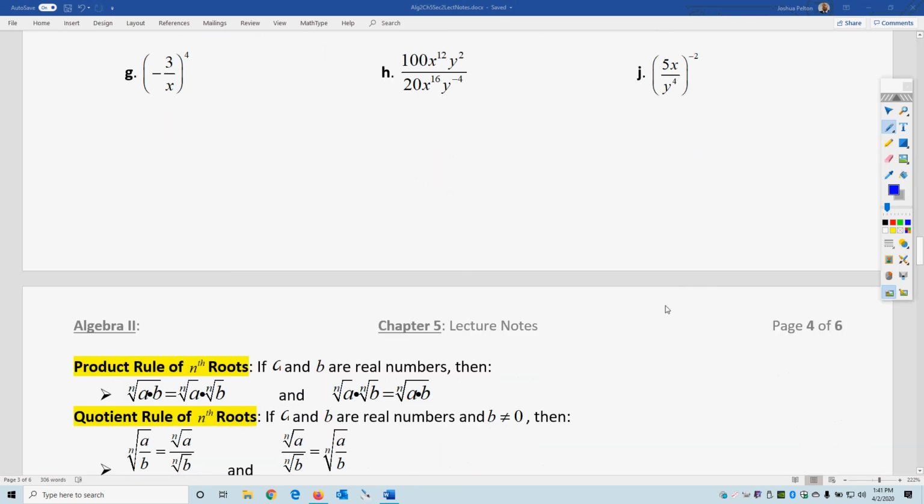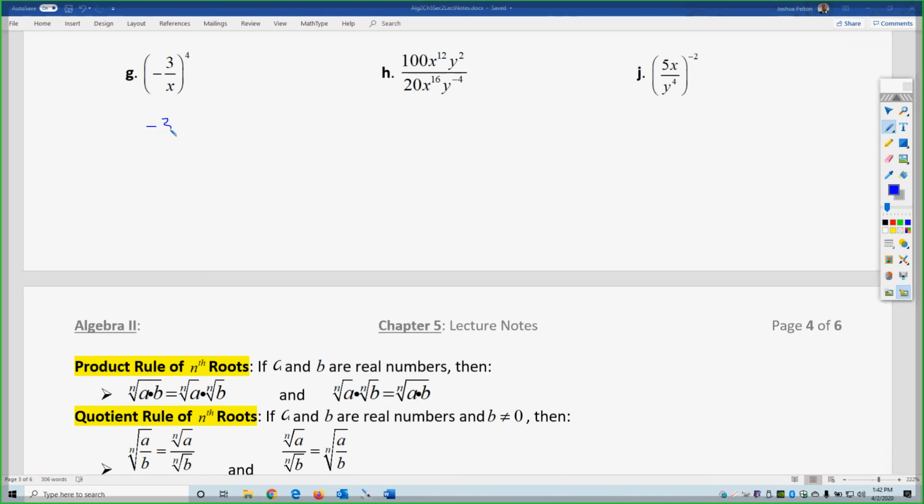Okay, power of a quotient. The trick is here that negative needs to go somewhere. I'm going to put it in the top. It can go the top, the bottom. It doesn't matter. It's your choice. Either way, the fourth power will cancel out the negative, giving you 81 x to the fourth.